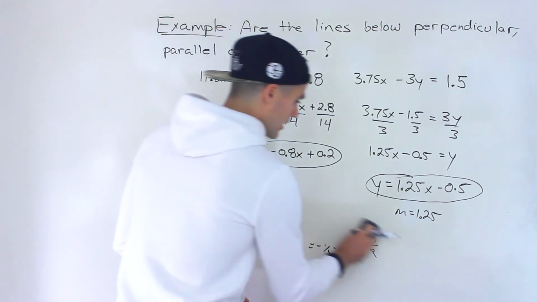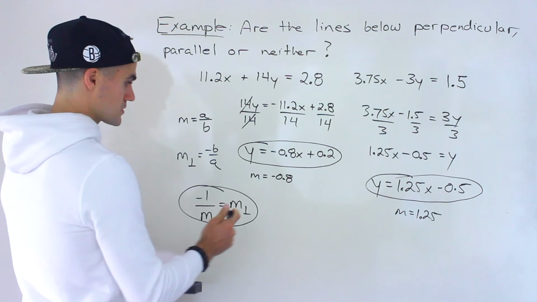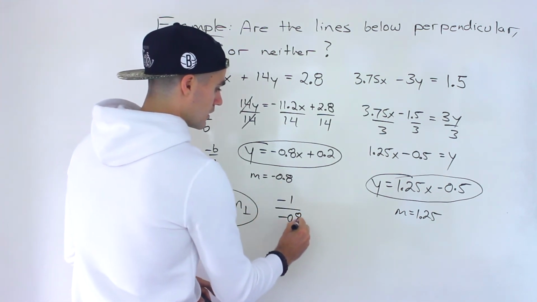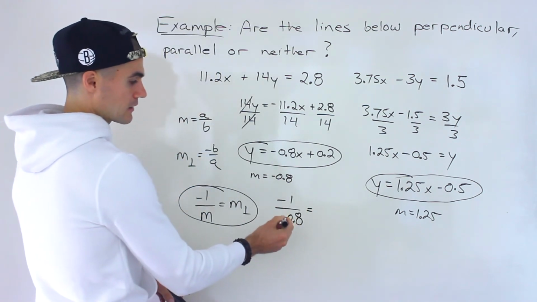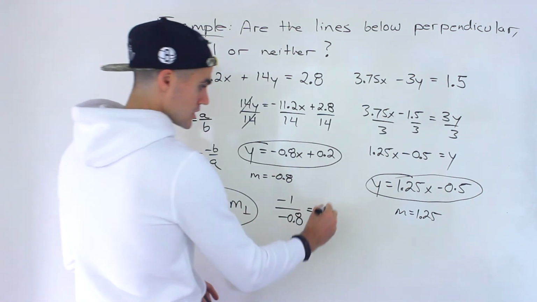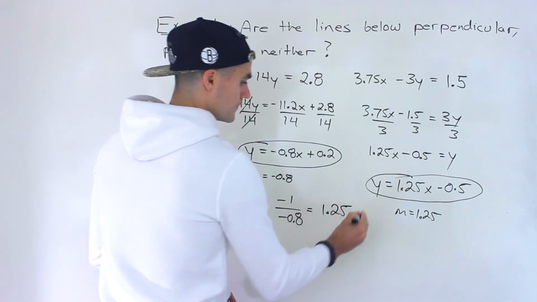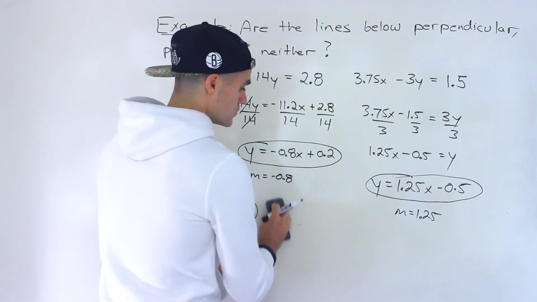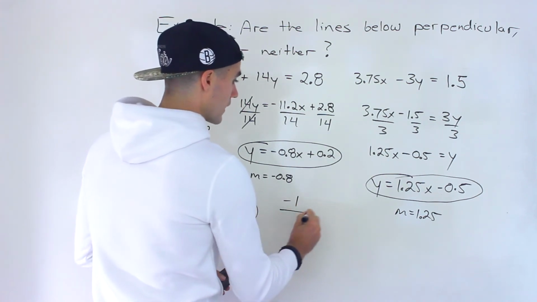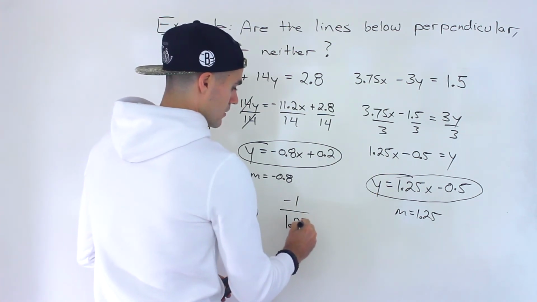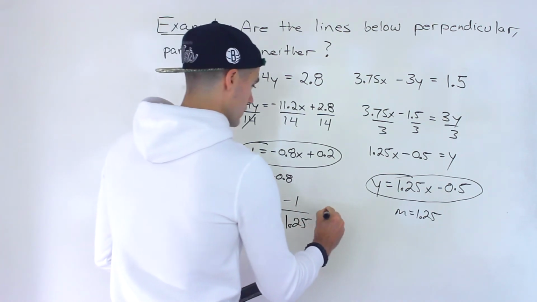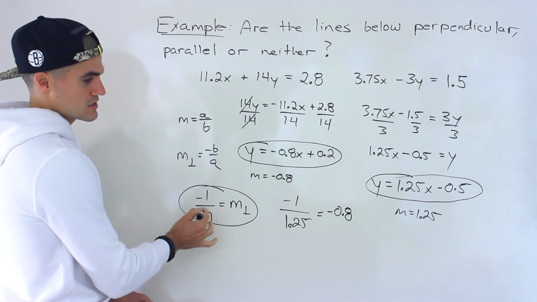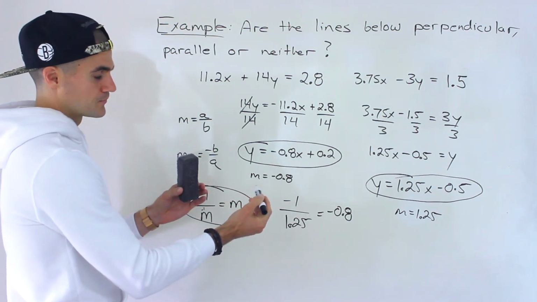So to check if these two slopes are perpendicular, we could take negative 1 divided by negative 0.8. The negatives would cancel out, and this would actually give you 1.25. And so the slopes are perpendicular. If you went the other way, if we took negative 1 and divided it by that slope, this here would give you negative 0.8.